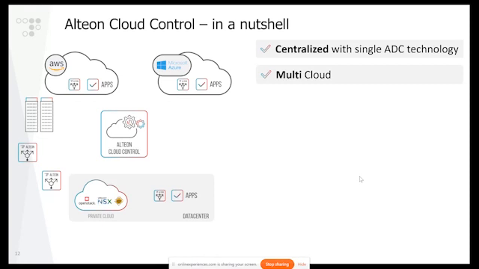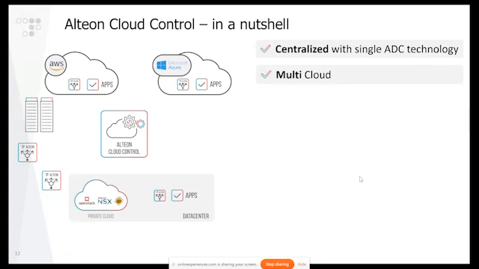Obviously, we support multi-cloud, which means that this Alteon Cloud Control software controller, wherever you install it, doesn't really matter. You can install it in your private data center, in your organization's basement, but still be able to deploy applications in Azure, AWS, Google soon to come, etc., in a single pane of glass. Obviously, networking is something that we need to solve.